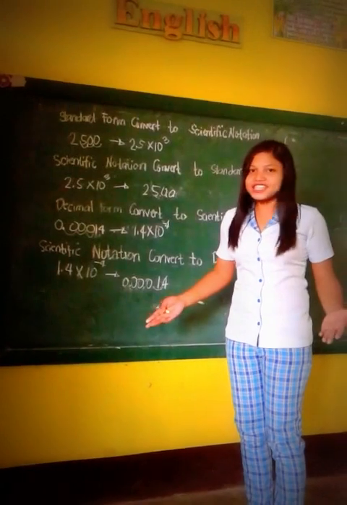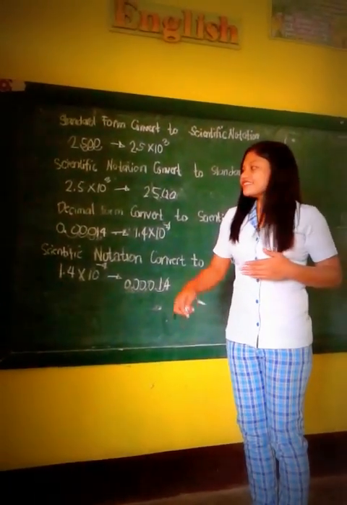So it is easy. Okay, have you learned something about scientific notation? By the way, what is the importance of scientific notation? The importance of scientific notation is that the biggest number will become the smallest one.